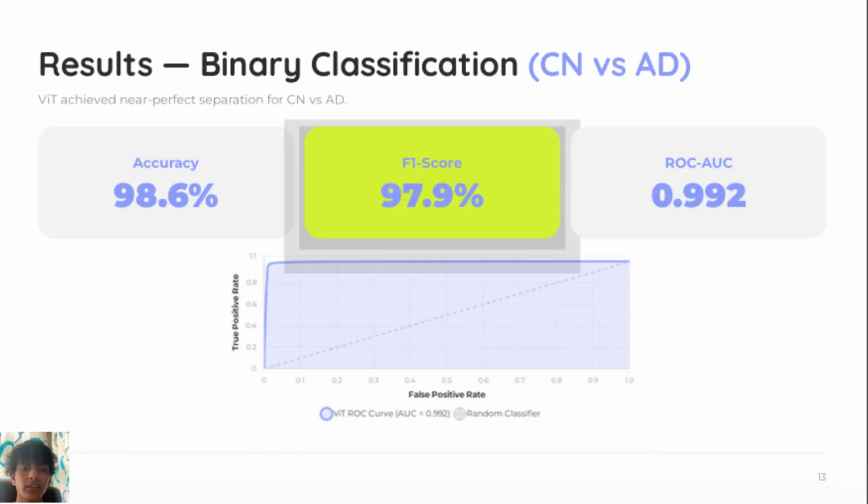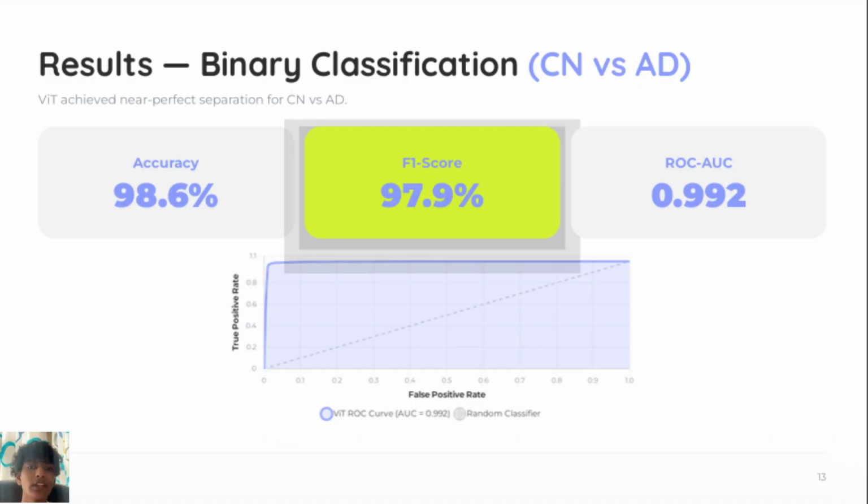For the binary classification task, the Vision Transformer achieved strong performance. It reached 98.6% accuracy, a 97.9% F1 score, and a ROC-AUC of 0.992. The ROC-AUC is especially important because it shows that the model was not just memorizing one cutoff point. It was able to strongly separate cognitively normal cases from Alzheimer's cases across thresholds. This result supports the idea that global self-attention can capture meaningful structural differences in MRI scans.